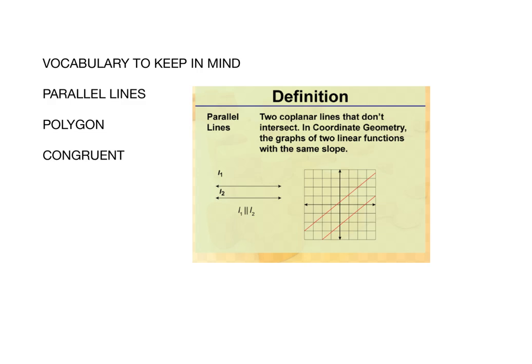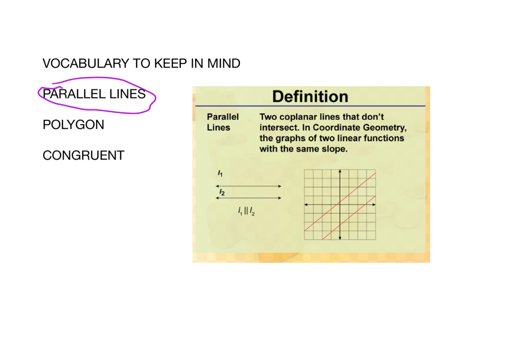Our first vocab word is going to be parallel lines. So it's defined over here. Parallel lines are two coplanar lines that don't intersect. In coordinate geometry, the graphs of two linear functions with the same slope.